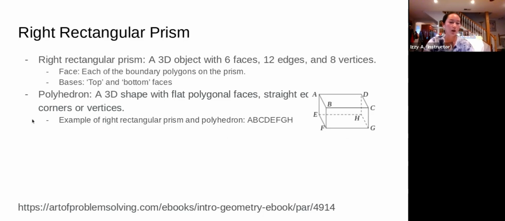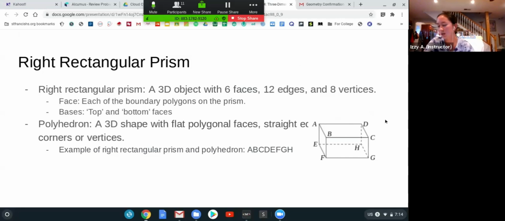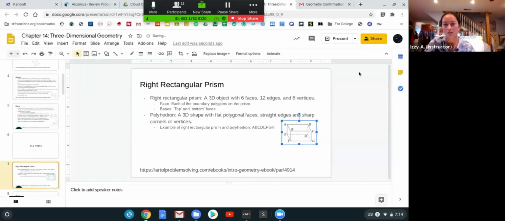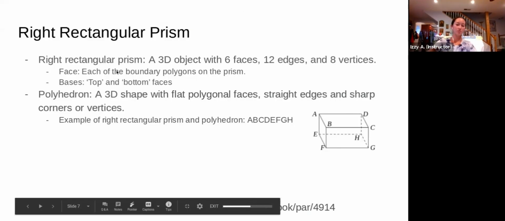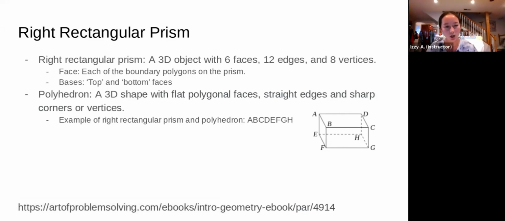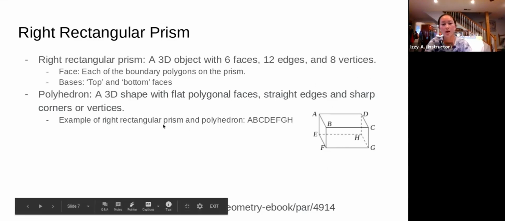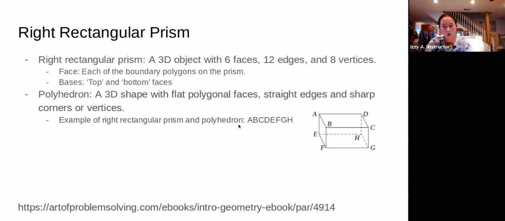faces. And a polyhedron is a 3D shape with flat polygonal faces that should say straight, here, let me move down that image because it's covering a few words. It should say straight edges and sharp, there you go. Okay. A polyhedron is a 3D shape with flat polygonal faces, straight edges, and sharp corners or vertices. So an example of that would be this right rectangular prism, which is also a polyhedron because it satisfies all the conditions of a polyhedron.